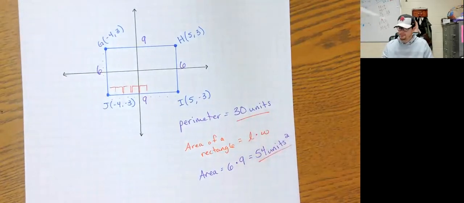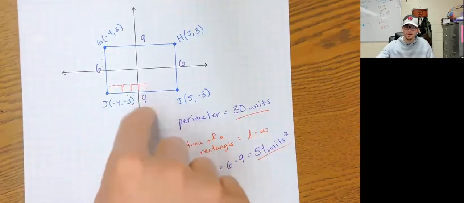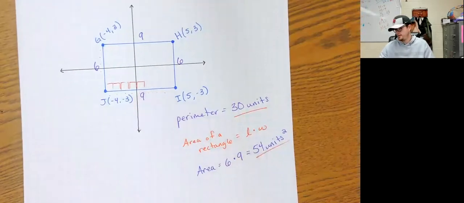All right, no distance formula, you just count them. When you can count them, just count them. So sometimes if you ever get a problem where it's like, find the perimeter of a rectangle given these 4 vertices, sometimes it's helpful to just plot it on a graph and maybe you can count.